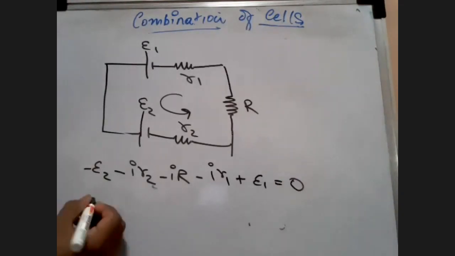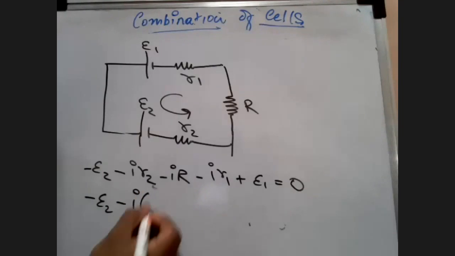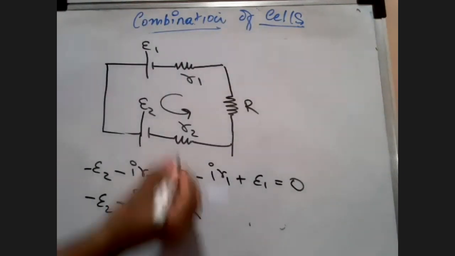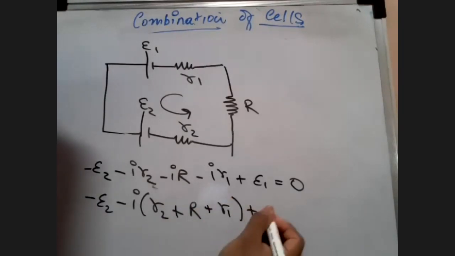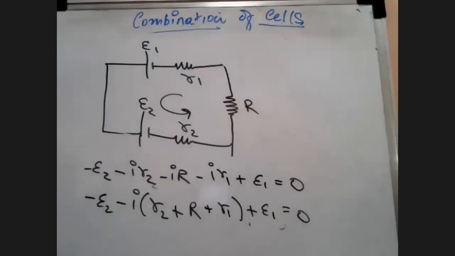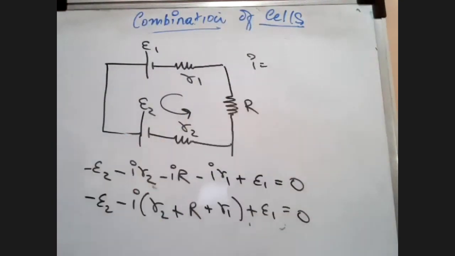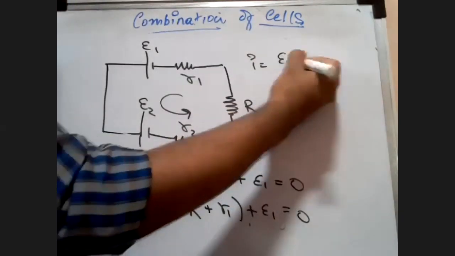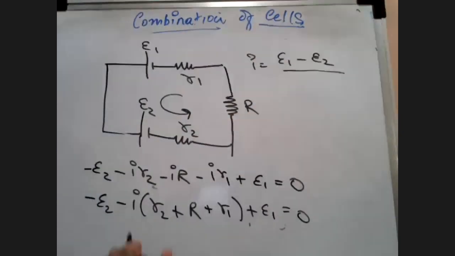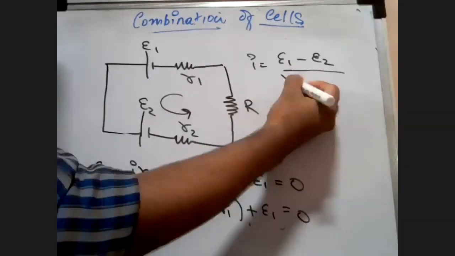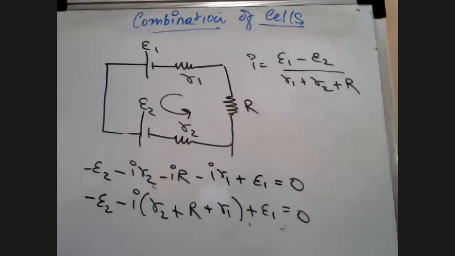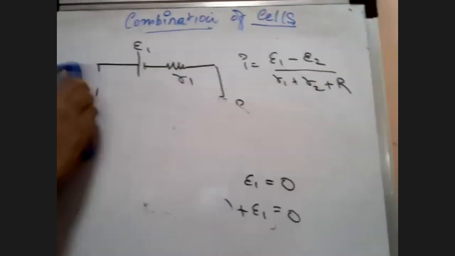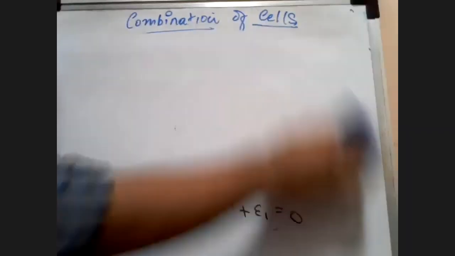In similar fashion, we'll take I common: minus epsilon 2 minus I times R2 plus capital R, and this capital R can be any load resistance, by the way, plus R1, plus epsilon 1 equals 0. So what will be I over here? I will be equal to epsilon 1 minus epsilon 2 upon the entire resistance, R1 plus R2 plus capital R. Those were two simple sums.